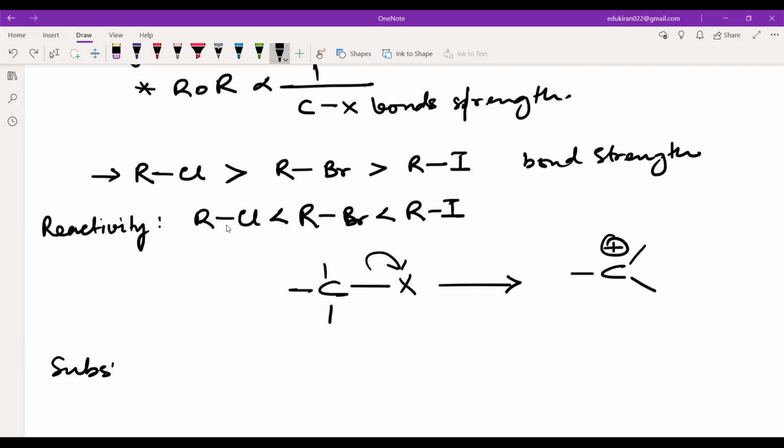what will the order be? In the substrate, the order will be: tertiary alkyl halide, 3 degree RX, will be most reactive, followed by 2 degree RX and followed by 1 degree RX.